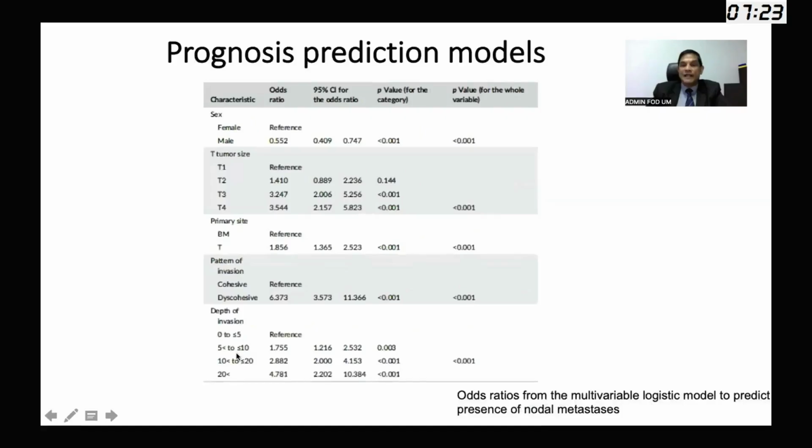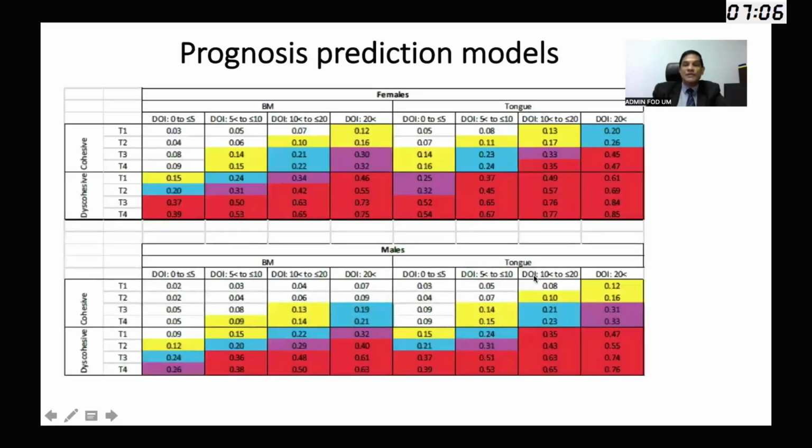Now, when we did the multivariate logistic analysis, they were strongly significant. We used them to come up with the model: sex, tumor size, tumor site, pattern of invasion, and depth of invasion. So we used those 5 parameters to build the model. You can see that to a very reliable degree, it can predict prognosis, looking at the depth of invasion and the pattern of invasion in the 2 sites very efficiently.